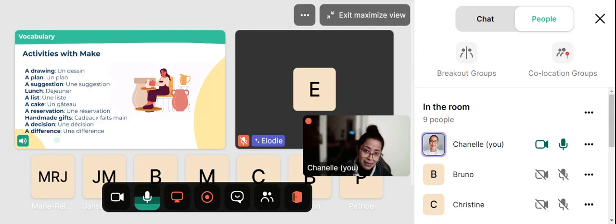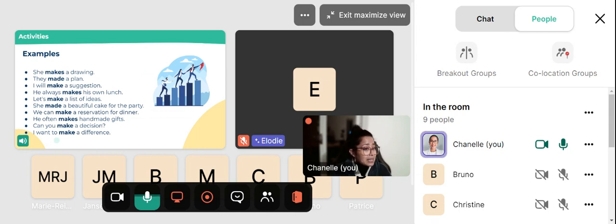Activities with make. You make a drawing. You make a plan. You make a suggestion. You make lunch. You make a list. You make a cake. You make a reservation. You make handmade gifts. You make a decision. And you make a difference. D'accord?